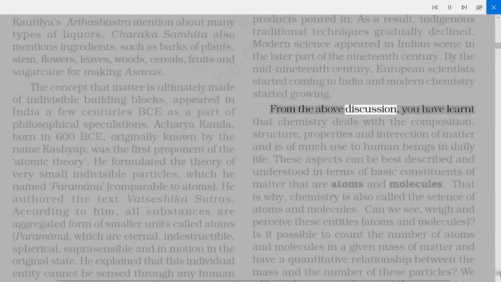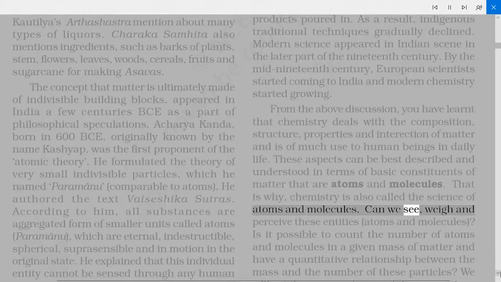From the above discussion, you have learned that chemistry deals with the composition, structure, properties and interaction of matter and is of much use to human beings in daily life. These aspects can be best described and understood in terms of basic constituents of matter that are atoms and molecules. That is why chemistry is also called the science of atoms and molecules.